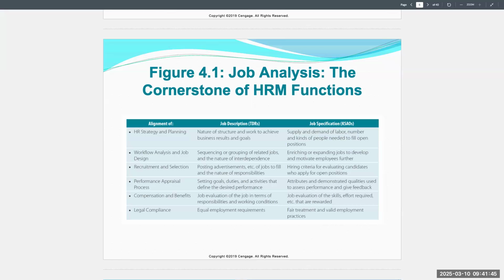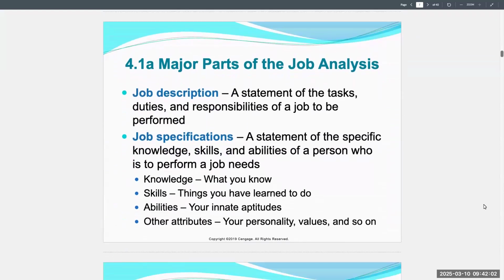Again, if you've analyzed a job correctly, then you know what the compensation and benefits should be. And legal compliance, making sure that jobs are well defined, protects organizations against discrimination lawsuits, and ensures compliance with the labor laws that are available. So what are the major parts of a job analysis?